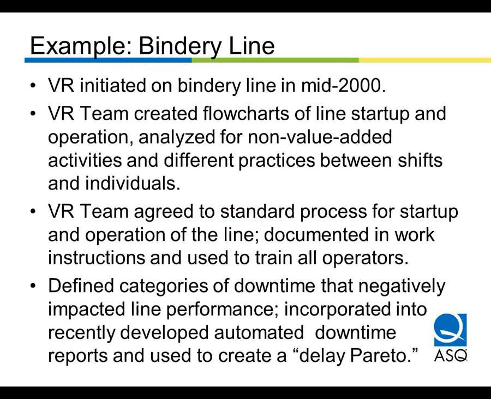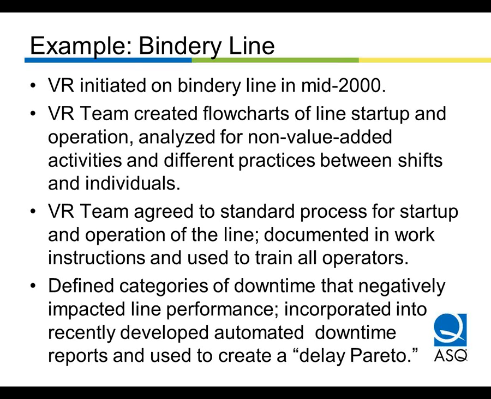This might all make a little bit more sense with an example. A binding line. Variation reduction was initiated in mid-2000. The team, after training, created flowcharts of line startup and operation and analyzed it for non-value-added activities and the different practices between shifts and individuals.